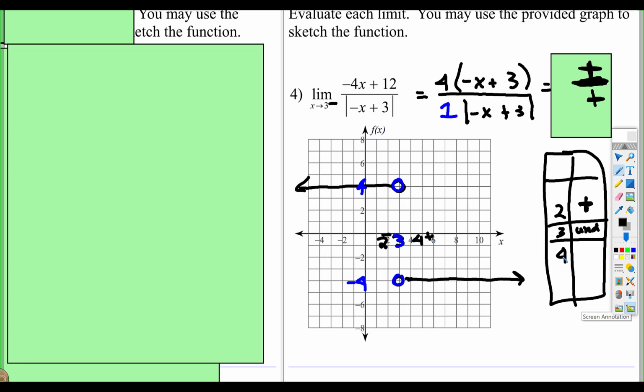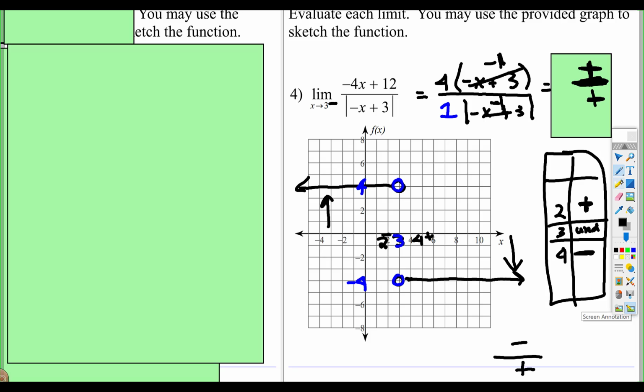Now we're going to plug in 4. Well, the opposite of 4 is negative 4. Negative 4 plus 3 is negative 1. We'll do the same thing down here, but the absolute value of negative 1 is positive 1. So positive 1 times 1. So then you have a negative sign above a positive sign, which is negative. So if the sign ends up being negative, we know that graph will be below the x-axis, and this positive will be above.